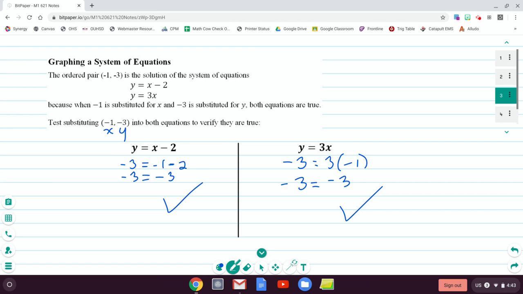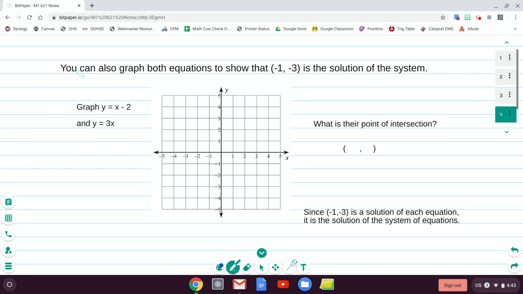Okay, so one way that we can solve, so like I told you this answer ahead of time, right? I told you that the answer was negative 1, negative 3, and then we tested to make sure that it was true. But if I just gave you these two equations, could you figure out what the solution is? Could you figure out that negative 1, negative 3 without me telling you it first? So the way that we do that is by graphing both equations. So that's what we're going to do next. So you can also graph both equations to show that negative 1, negative 3 is the solution of the system.